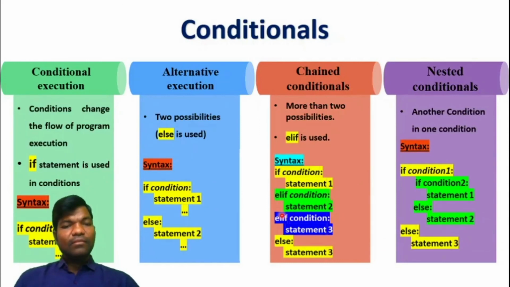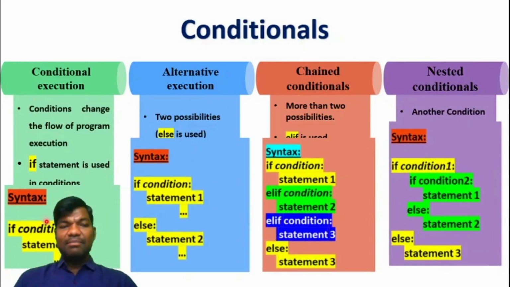Finally, coming to the syntax comparison. Conditional execution means if condition statement. Alternative execution means if condition statement 1, else statement 2. Chained conditionals mean if condition statement 1, else if statement 2, else if statement 3, finally else statement 4. Now coming to the syntax of nested conditionals: if condition 1, inside this condition another condition is there. This is the conditional concept.